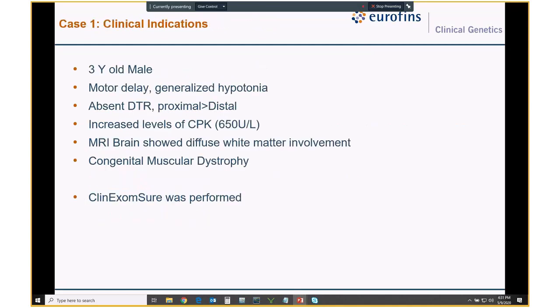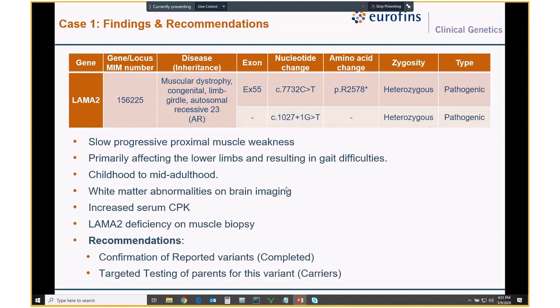The first case is a classical one where there's a clear suspicion of congenital muscular dystrophy, where you have elevated CPK, absent DTR, motor delays, and so on and so forth. This is a classical example where the clinical exome gives us clear insight. You can see here, this is limb girdle muscular dystrophy and congenital muscular dystrophy.